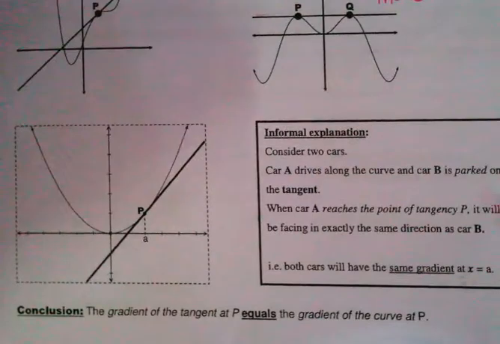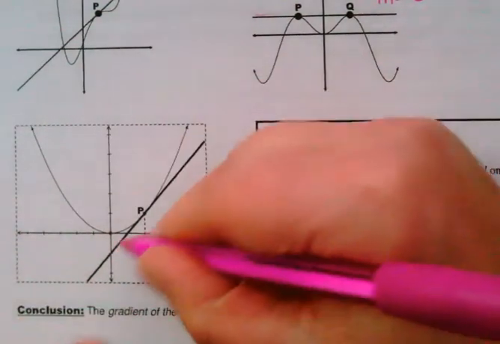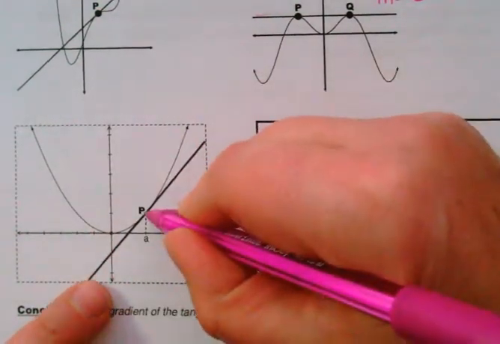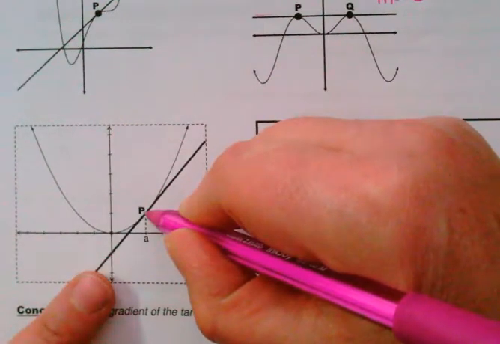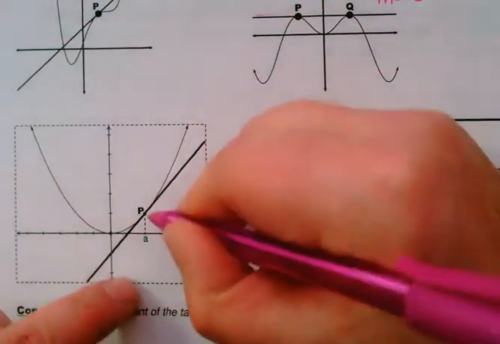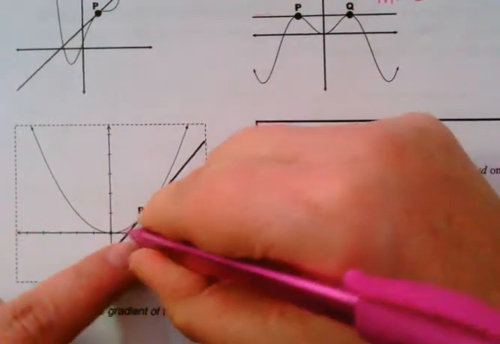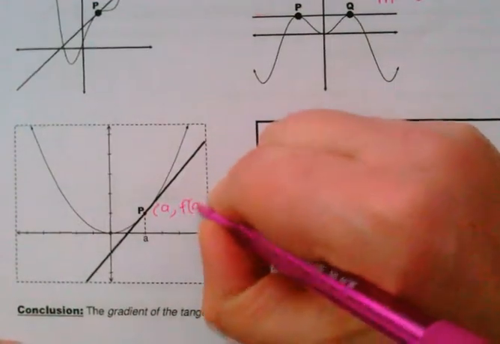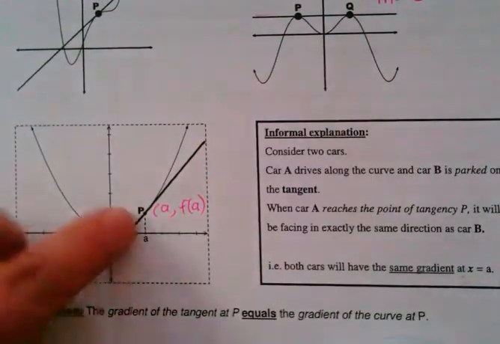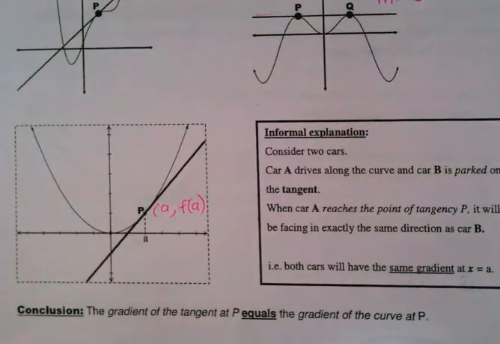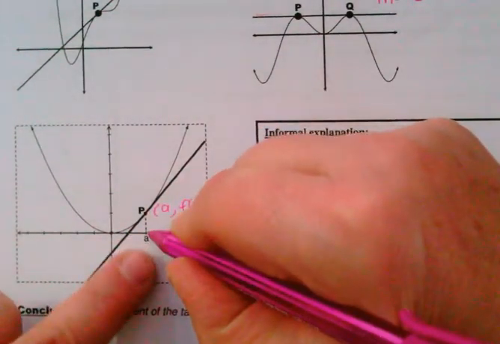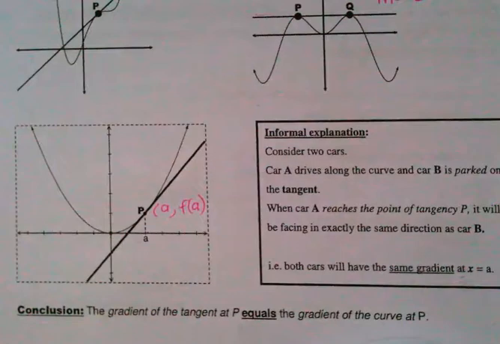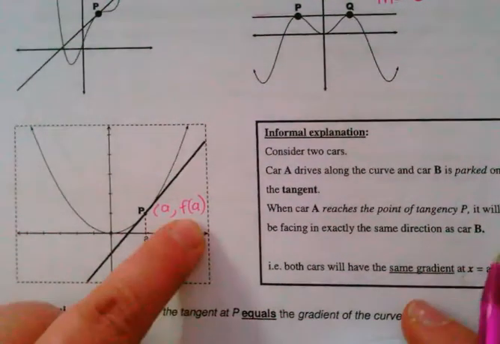Now, what we need to look at here is the gradient of the curve. The gradient of the tangent at P equals the gradient of the curve at P, but P has coordinates a, comma, and I'm just going to write f of a, using function notation. You know how P is the point x, y? I can see that P has x value a here, and its y value will be whatever I get when I substitute the x value into the function of x. That's its y value, f of a.